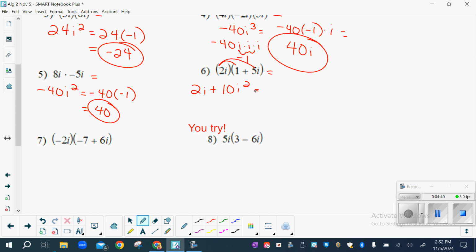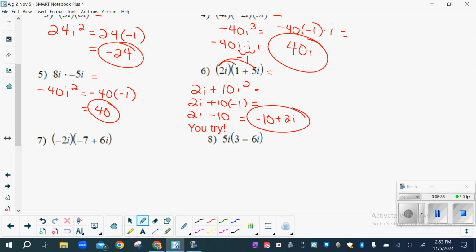Good. And so the i squared, Cohen, is what? What's i squared equal to? That's okay if you don't remember. No worries. Oh, i times i, something like that? So negative 1. So that's equal to negative 1. And so we get 2i minus 10. Is this answer in standard form? No. So we need to rewrite it as negative 10 plus 2i. Yes, I will ding you on the test if you don't put it in standard form. It needs to be in standard form.